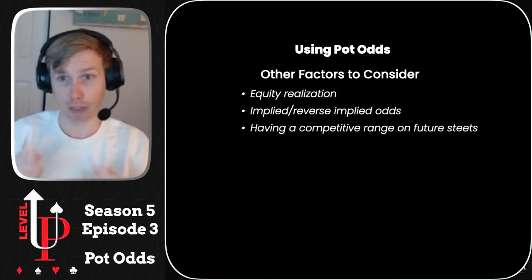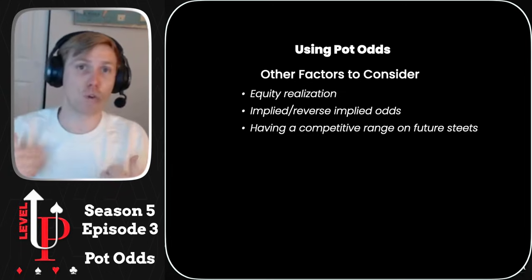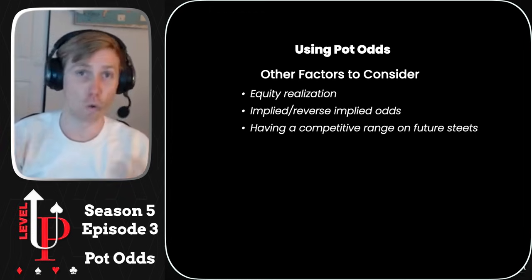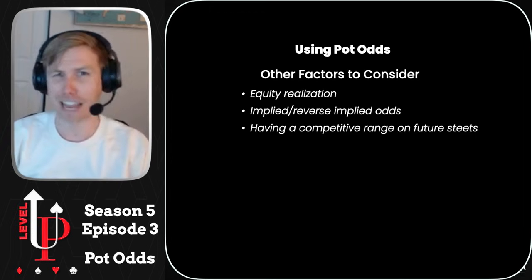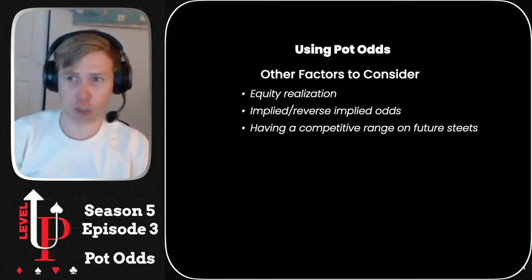It's really important that by the time you reach the turn and the river, where the pot is really big, your range is competitive with your opponent's. You don't have too many junky hands where you're always going to have to fold, like that queen 7 on a jack 3-3 board. If you're unfamiliar with any of those concepts, just give them a Google.